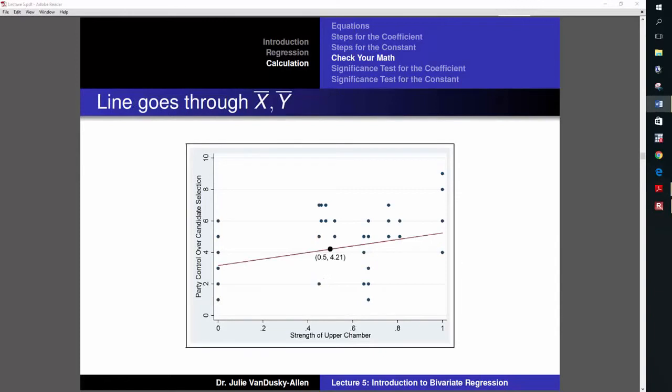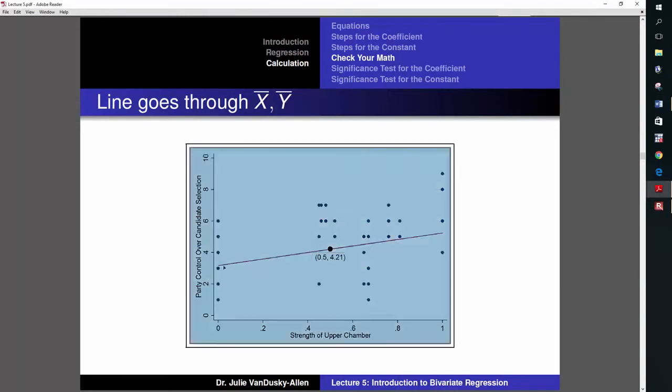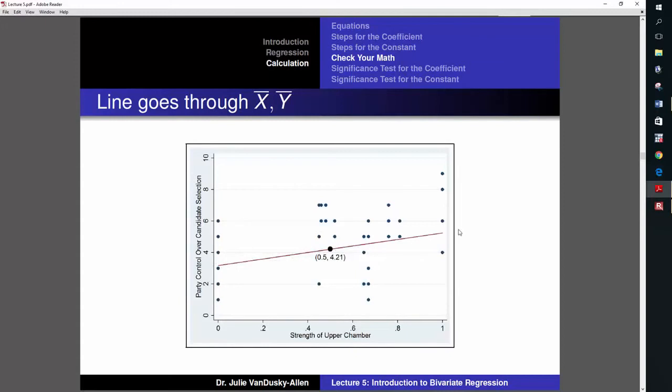So why does the equation produce the mean of y when we input the mean of x into it? Because the regression line we calculate goes through mean of x, mean of y. This is the regression line that we calculated earlier. And this line goes through 0.5, 4.21.